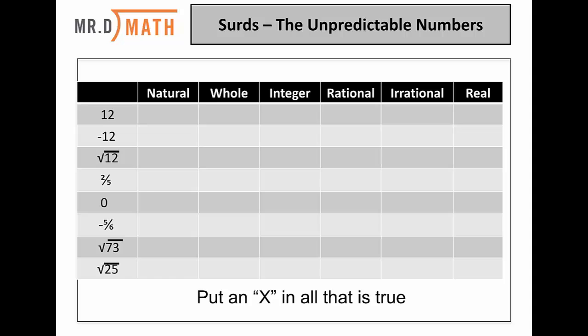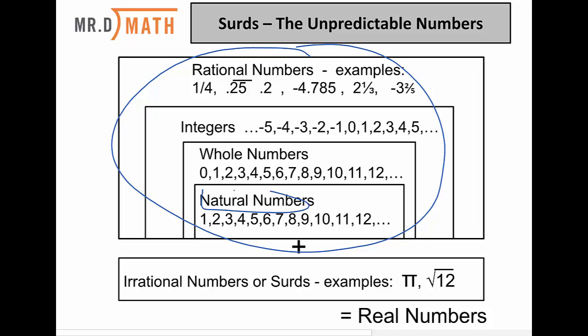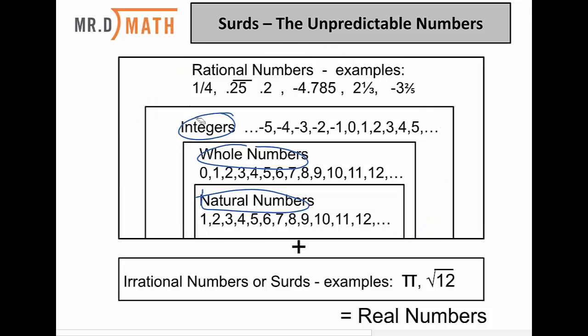And to finish up, how about a nice chart that brings it all together? You can print this out too if you want to see the surds, where they are. Well, here they are. The surds are numbers like pi or the square root of 12. But if I take all of my rational numbers, which include what? Well, it includes all the natural numbers. It includes all the whole numbers, all the integers, as well then all of the fractions and decimals that are terminating or repeating. And I add to it all the irrational numbers, or surds, our new word of the day. Then I get what's called all of our real numbers. And there we go. Well, now you know what surds are and why we call them the unpredictable numbers.